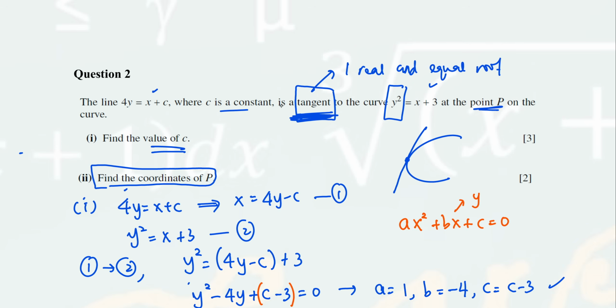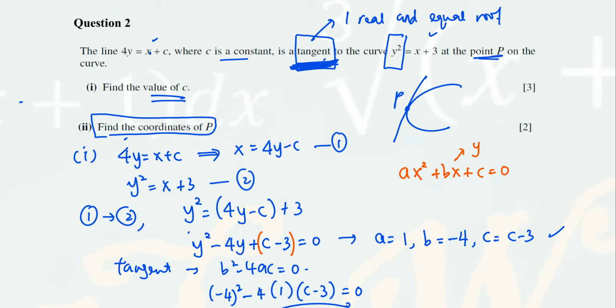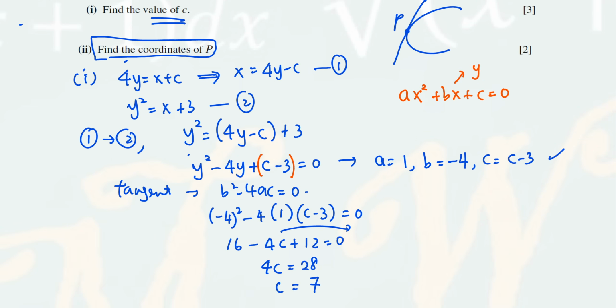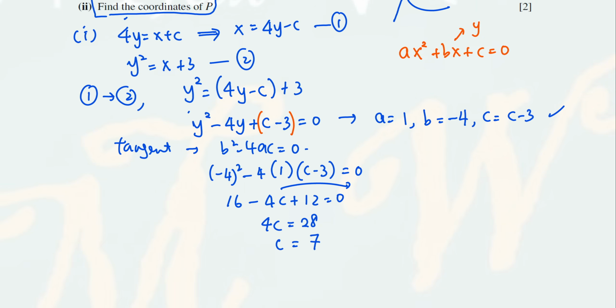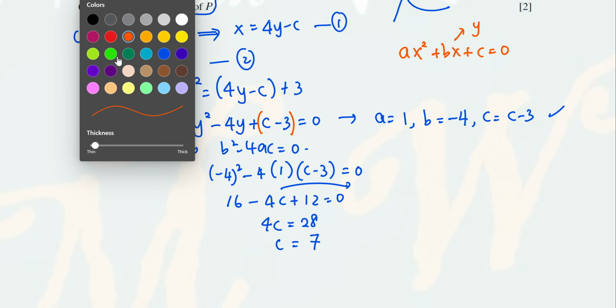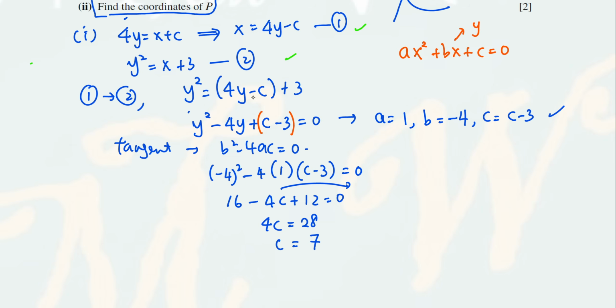The P, okay, is actually the intersection point, right? Because the line is a tangent at the point P. So this will be the point P. So now I need to calculate the intersection points. Basically, intersection points is found when you solve simultaneous equations, which means when you solve these two.